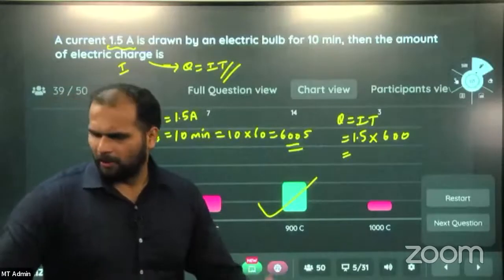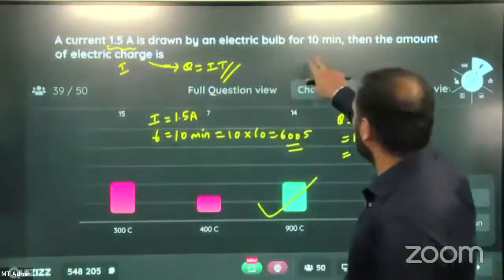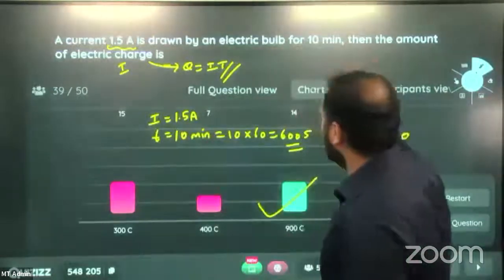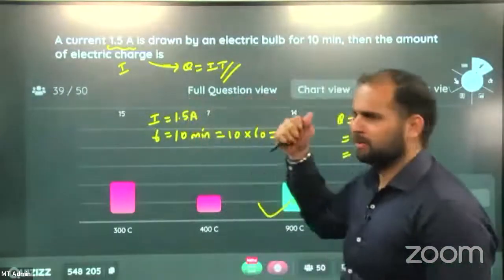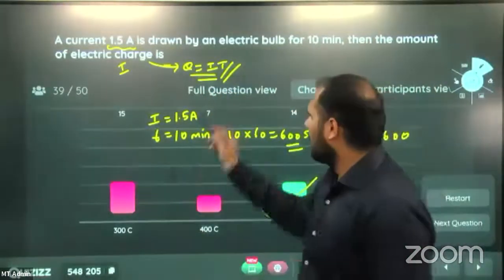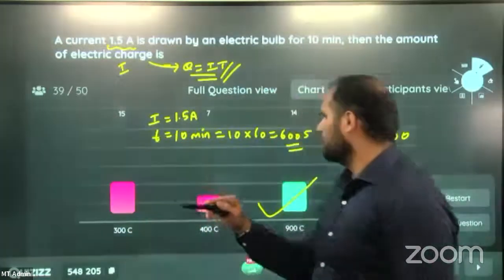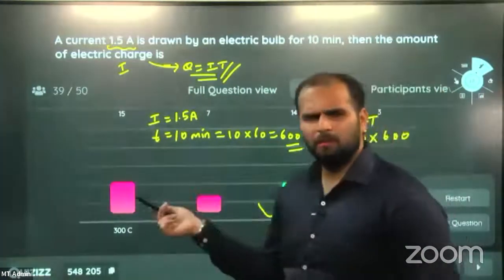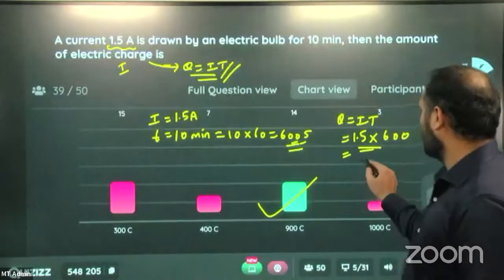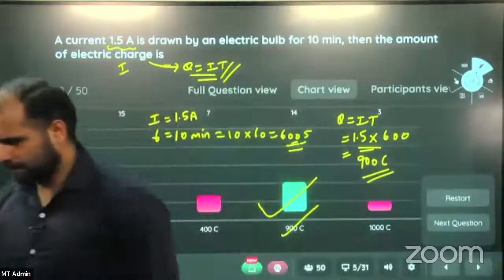No problem. I was saying about the part that what is given? A current of 1.5 amperes is drawn by an electric bulb for 10 minutes, right? So time is 10 minutes. Then the amount of electric charge, means they're asking the value of Q. We know this basic formula, Q is equal to IT. So I is 1.5 amperes, but they have given time as 10 minutes. 1 minute is 60 seconds, so 10 minutes will be 600 seconds. So basically 600 into 1.5 is 900 coulomb. So that is the option. You will get option C.